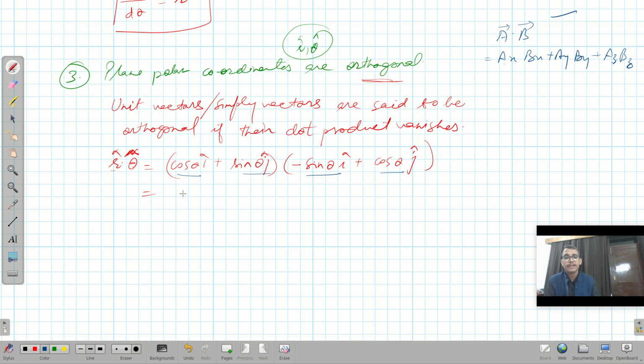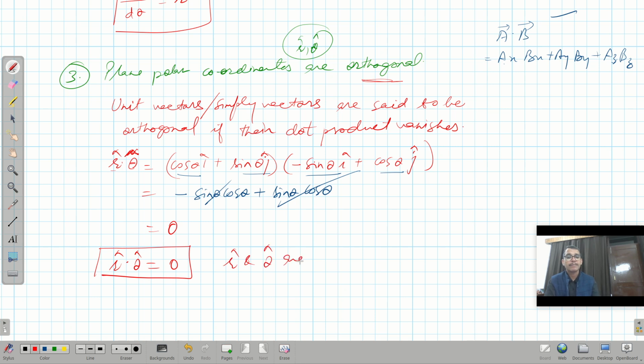So it can be written as minus sine theta cos theta, and here it is plus sine theta cos theta. Both are equal and opposite, so this is equal to 0. Thus r cap dot theta cap is equal to 0, and this shows that r cap and theta cap are orthogonal, right? This is a very important conclusion we are drawing here. So polar coordinates, like Cartesian coordinates, are an orthogonal coordinate system.